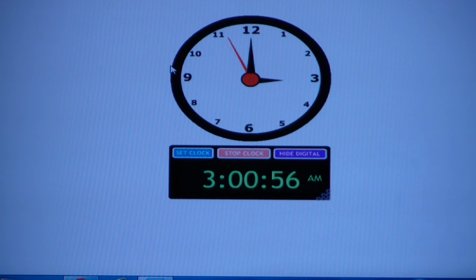All right, we're getting there. 58, 59, 60. And look, the minute hand moved. It moved to the right of the 12, meaning that 1 minute has elapsed.